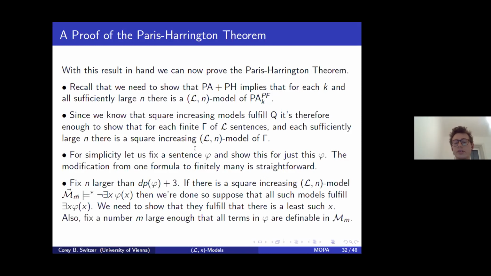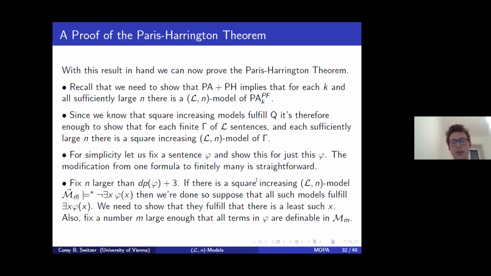So for simplicity, let me just fix a sentence phi. And I just want to show you how to find, for any sufficiently large n, a square increasing model satisfying the least number principle for phi. And then you have to just sort of up this to finitely many parameters. And it hopefully will be clear enough in the argument that this is not too much of an overstretch. So fix n that's at least size depth of phi plus 3. I don't know if you totally need 3. I think you need 2 actually, but I like to give myself an extra number because I'm always worried.